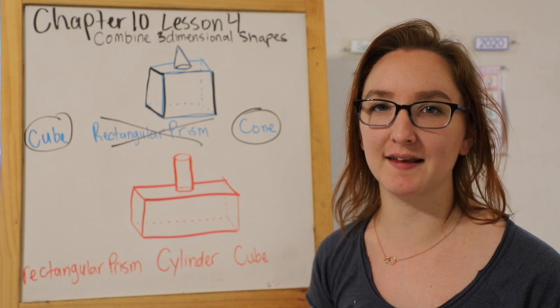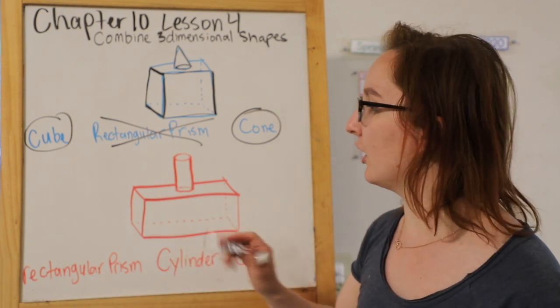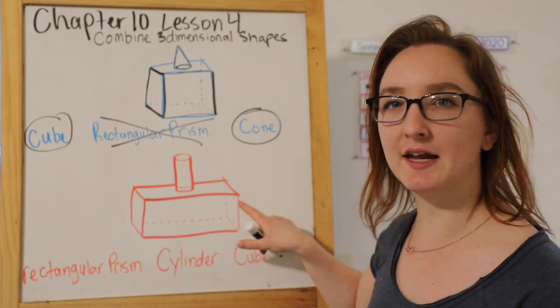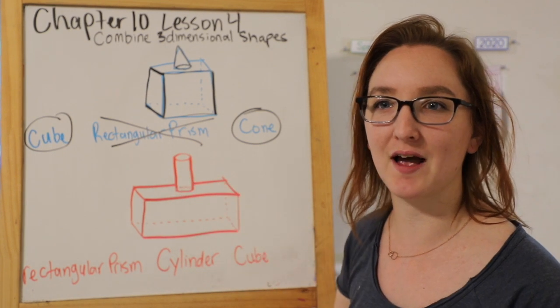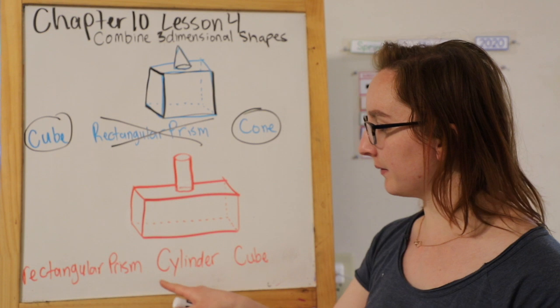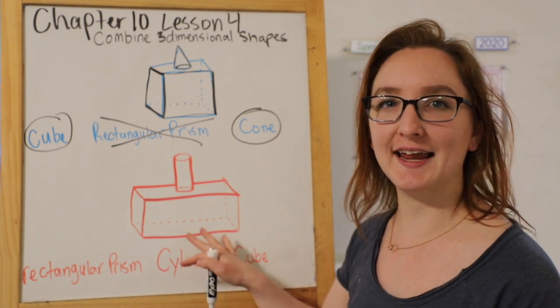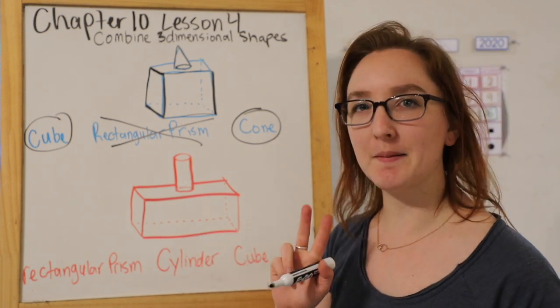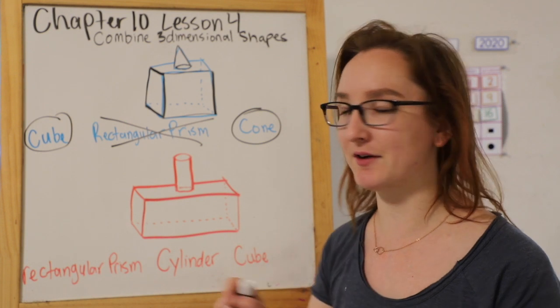Now we need to do the same thing for the bottom one. So we have this big long shape down here and then another shape stacked on top of it. We need to decide if there's a rectangular prism, cylinder, or cone in this composite shape. So it's going to be 2 of those. One is going to be crossed out.